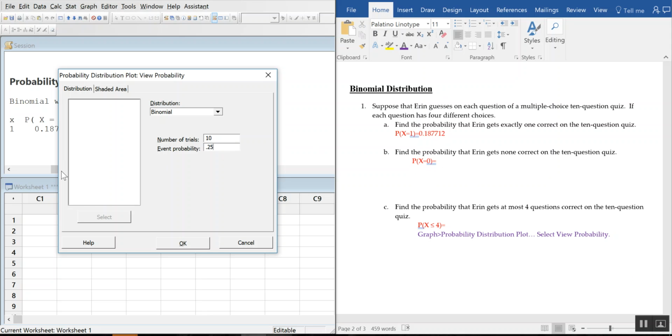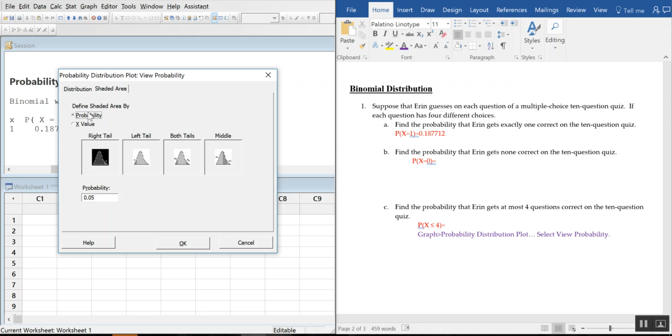Okay, now we're going to click over to the shaded area tab. And this is where things get different. So you'll notice it has this option of probability and then X value. Hey, well, we have an X value we're interested in, not a probability. We want to know the probability, so we're going to select X value because that's the one I know information about and can input into here.